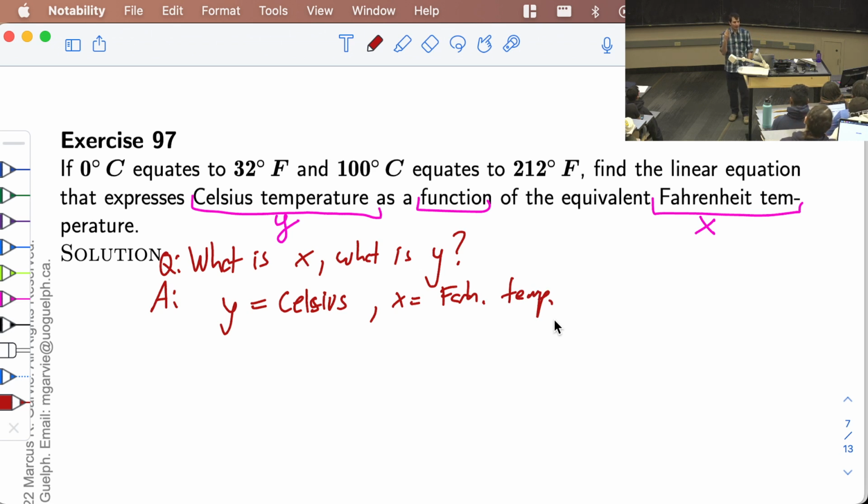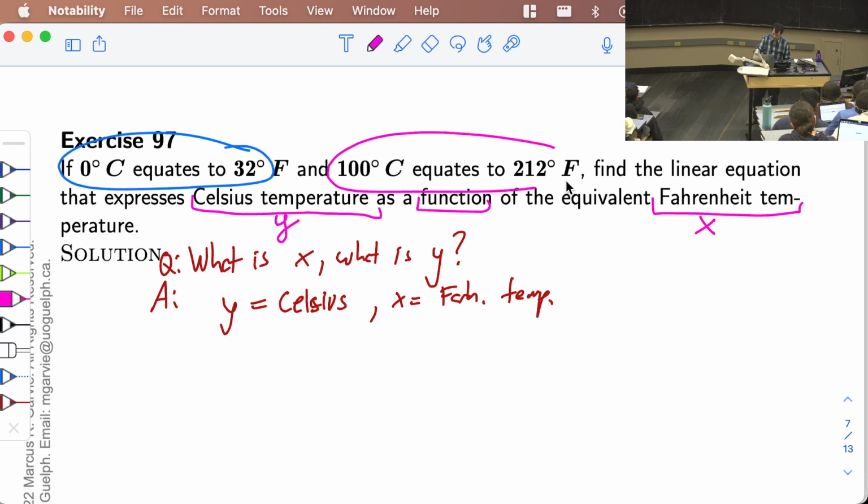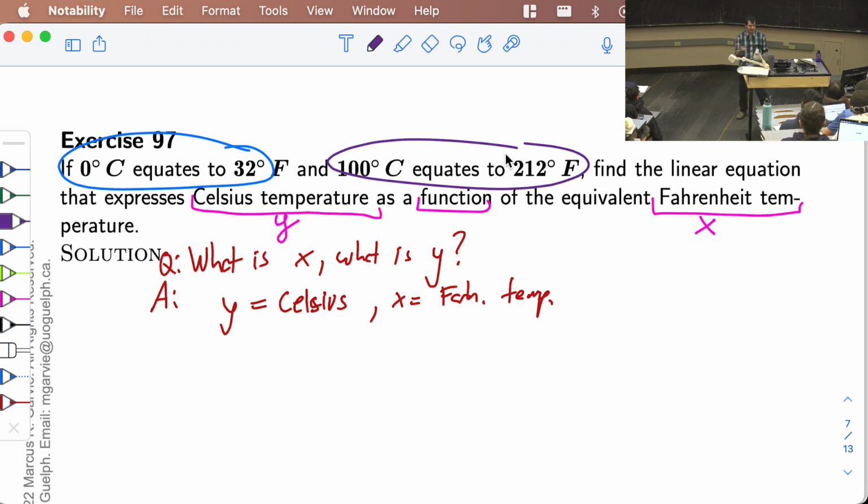Now let's take what else is in the problem. And there's actually two pieces of information. There's 0 Celsius equals 32 Fahrenheit. That's one piece. And there's 100 Celsius equals 212 Fahrenheit. Let's do that in purple. And these are actually two different points. These are x1, y1 and x2, y2. So this one is an x1, y1 equals something. And this one is another point, x2, y2 equals something.